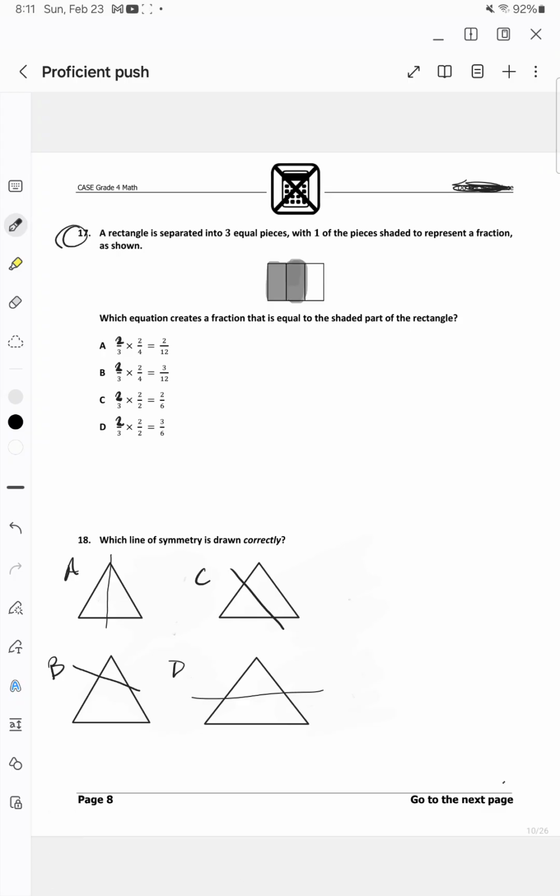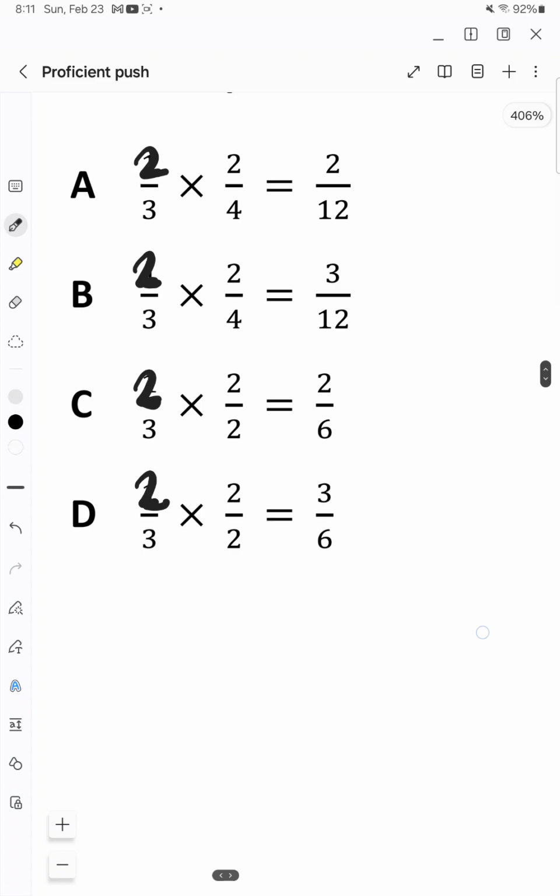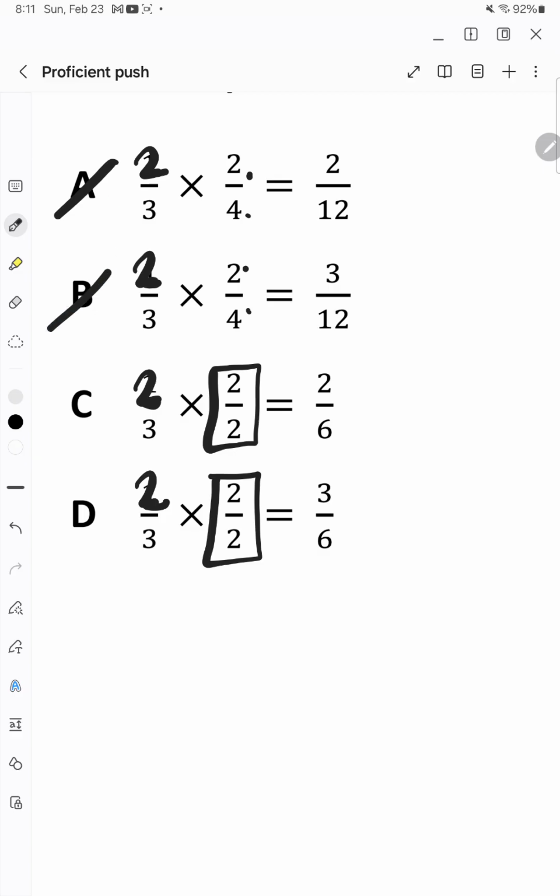Alright, so this one's talking about a rectangle separated into 3 equal pieces with 2 pieces shaded to represent a fraction. Which equation creates a fraction that is equal to the shaded part? So I see here we have a total of 3. 2 are shaded. Our strategy is to multiply by a whole fraction. Some answer choices do not work because those are 2 different numbers. We have to multiply by a whole fraction, and then you multiply straight across.